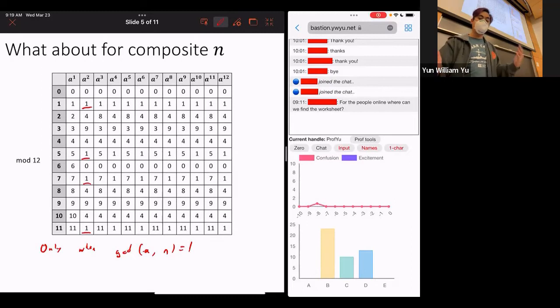Okay, and we can actually prove that. If you were to do this experiment, you would notice these patterns. You do it for a bunch of numbers, and then of course you try to see, well, when do you get a 1 somewhere in the row? That's not just for the 0th power. And the answer is when the greatest common divisor is equal to 1, when the two numbers are relatively prime.